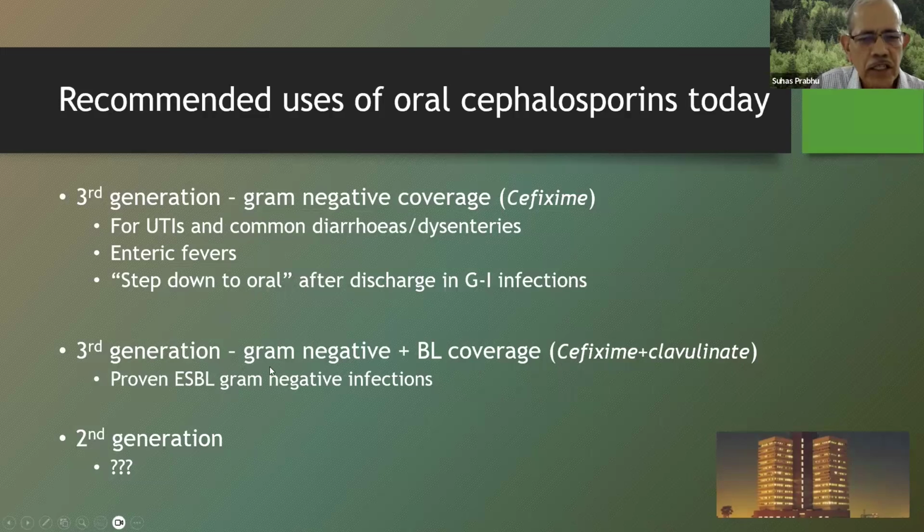The third generation gram-negative with beta-lactamase coverage, that is your cefixime with clavulanate, is only for proven ESBL gram-negative infections that have responded to such a combination injectable in the hospital. If they have responded to a simple gram-negative third generation injectable like ceftriaxone without a beta-lactamase inhibitor addition, then you can go back to using cefixime, like I showed you in that patient with UTI.